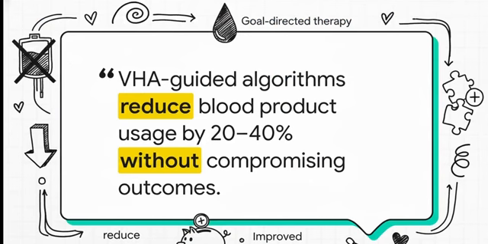In contrast, VHAs enable precise, goal-directed therapy. The evidence base here is robust. Multiple randomized controlled trials demonstrate that VHA-guided algorithms reduce overall blood product usage by 20 to 40%. This reduction corresponds to decreased allogeneic exposure and significant cost savings. And, quite critically, it is achieved without compromising patient outcomes.